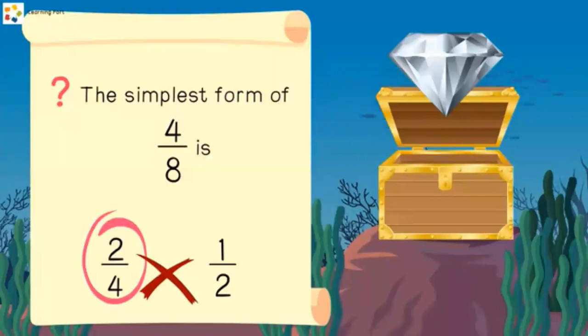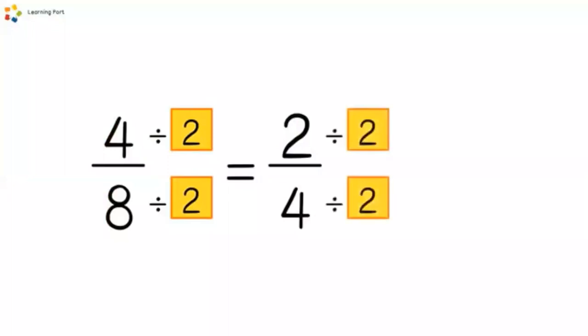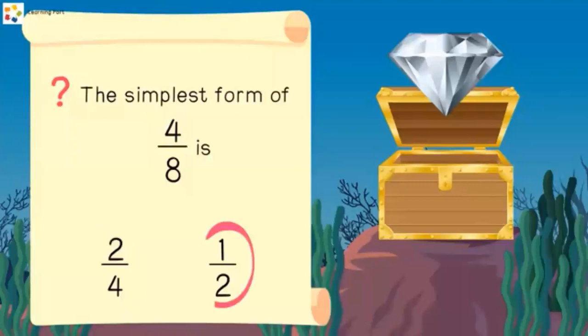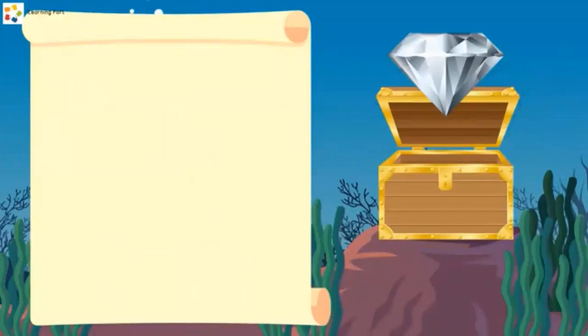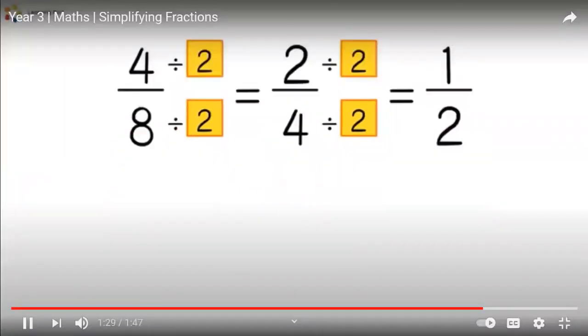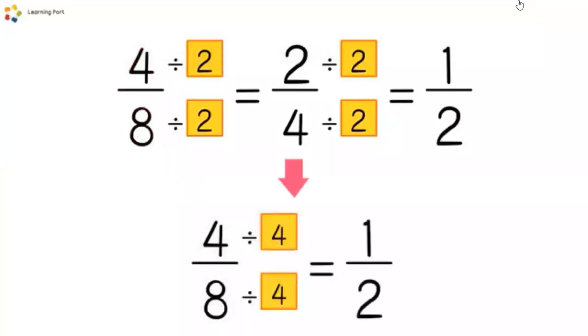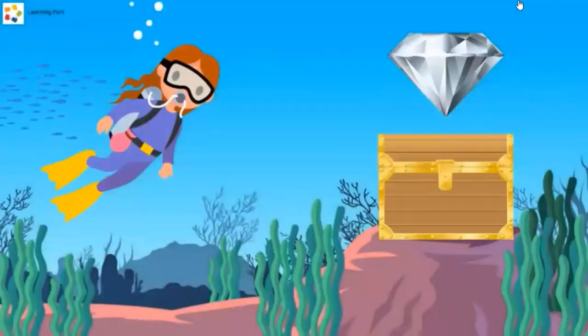2/4 is still not the simplest form yet. She divides the numbers again by 2. This time she gets 1/2. She's correct. 1/2 is the simplest form for the fraction 4/8. 4/8 and 1/2 are equivalent to each other. We can also divide the fraction by 4 directly to get the answer 1/2. Yay! Cindy answered it correctly and gets her next diamond.